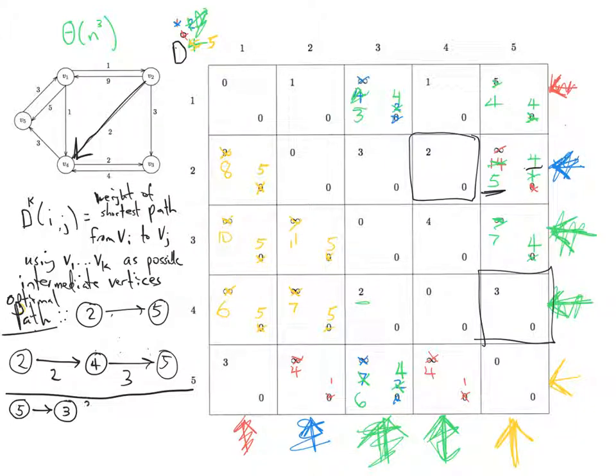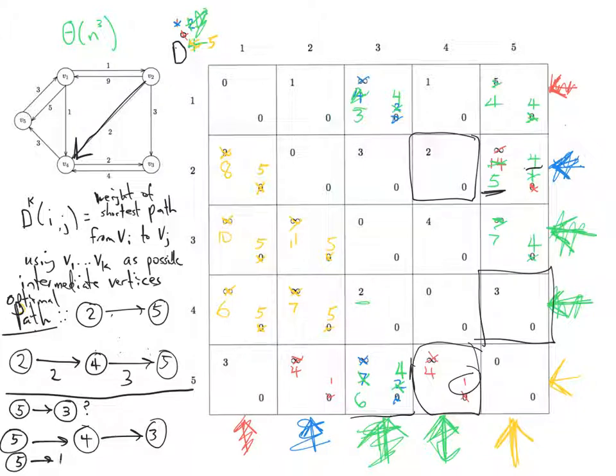I think 5 to 3 is better, so you go from 5 to 3, that's this cell. 5 to 3 goes through vertex 4. And then 5 to 4, that's why I wanted at least one improvement. 5 to 4 is here, and that goes through vertex 1. So 5 to 1 to 4, and then 4 to 3 is just a simple one. So that's our optimal path.